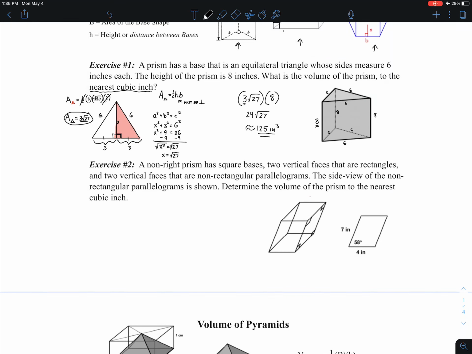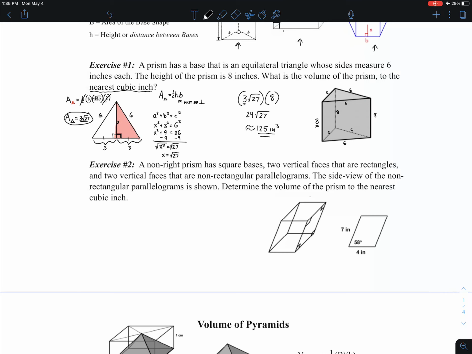All right, let's take a look at number 2. So this one is definitely going to involve some trigonometry here. We have a non-right prism, meaning it's not standing perfectly straight up and down. It's kind of slanted. It has square bases. Okay. 2 vertical faces that are rectangles. Okay. And 2 vertical faces that are non-rectangular parallelograms.